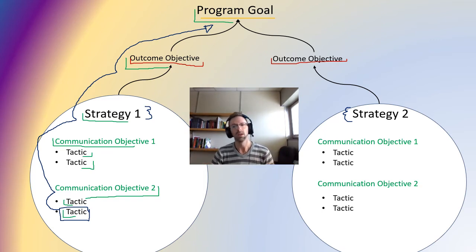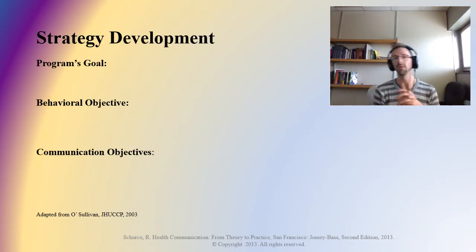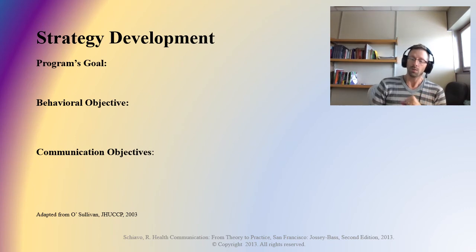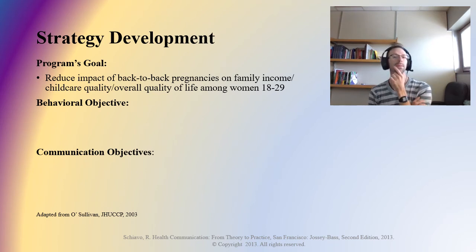Maybe it'll help if we can look at a concrete example. So let's think about the development of a strategy. Okay, well, let's start with a program goal. We want to reduce the impact of back-to-back pregnancies on family income, childcare quality, overall quality of life among women between 18 to 29. Wow, what a specific program goal. That's great. Seems like it's fairly realistic. It seems like something that could possibly be achieved by a health campaign. Okay, that's a goal though. It says nothing about how that's going to be accomplished or what needs to be done to accomplish it.